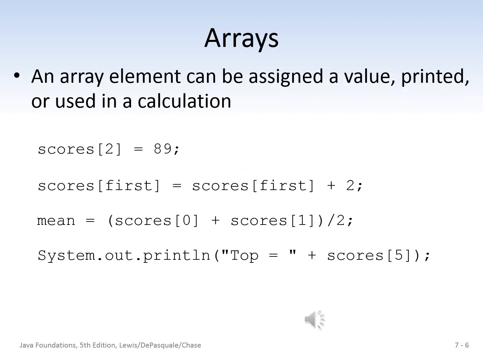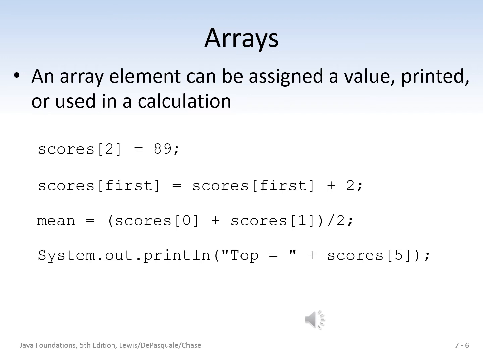An element or an indexed value can be assigned a value, printed, or used in a calculation. The first example is assigning 89 to index location 2 in scores sub 2. That would be the third index location.